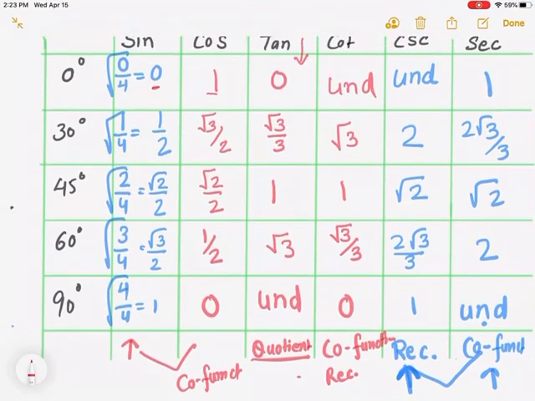And that's how we actually remember all of these values for the most common angles. So anytime your teacher asks you to memorize, you could just make this column. You can start off with the sine column, and once you have that, you can figure out the rest of the columns based off their relationships.